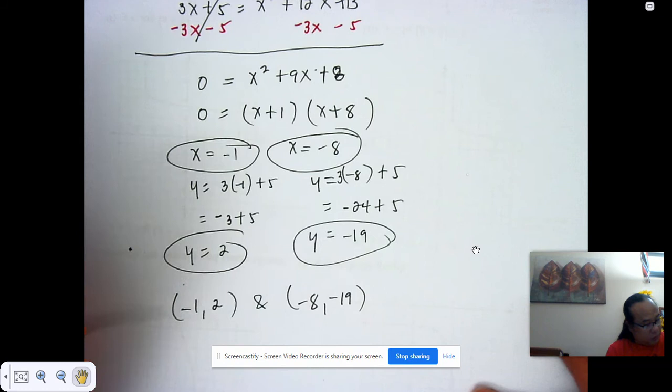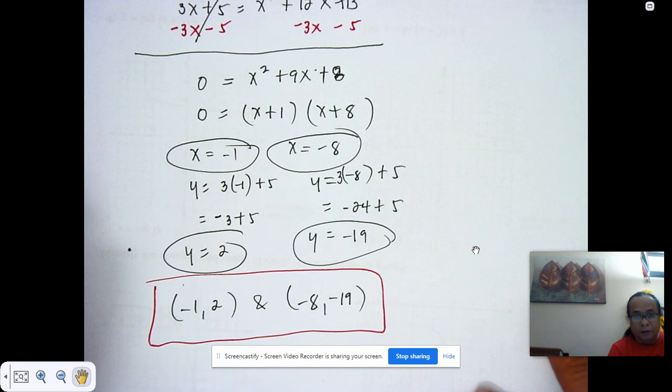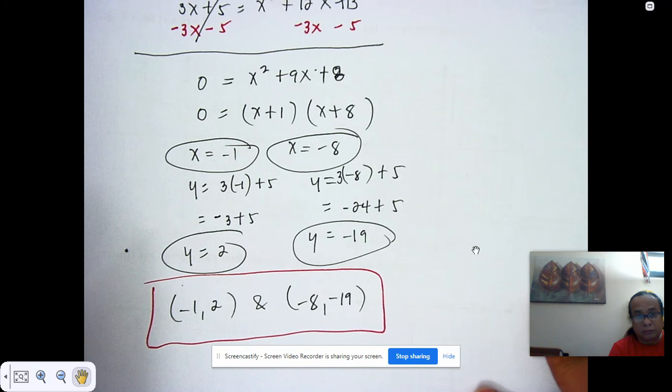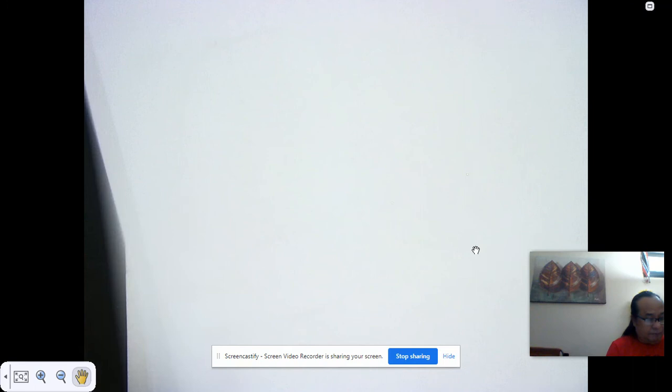Can everybody follow so far? Okay? Okay, giving you time to copy before I move on to the next example, or the last example, actually. Okay? Any more questions? You post it on Schoology, okay? Okay, let's go on to the next and the last example, okay?